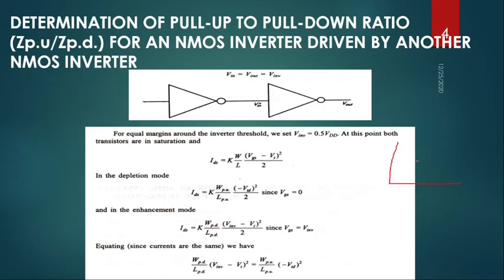Why? Because for an ideal inverter, the characteristics will be like this. From 0 to 1 by 2, the input is considered as low, and till that time the output is high. From 1 by 2 to 1, the input is considered as high, therefore the output will be low. Therefore this 1 by 2 VDD is known as the threshold voltage. It is the voltage at which the transition takes place from one value to another.